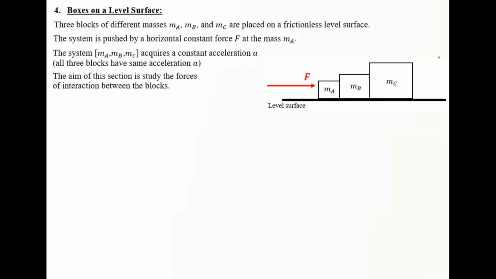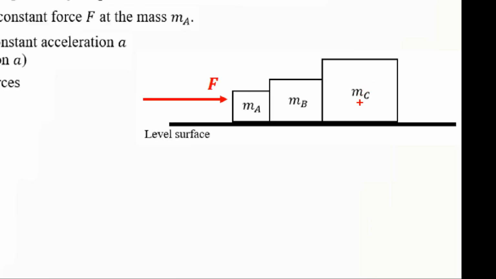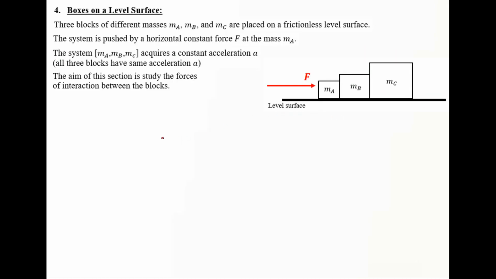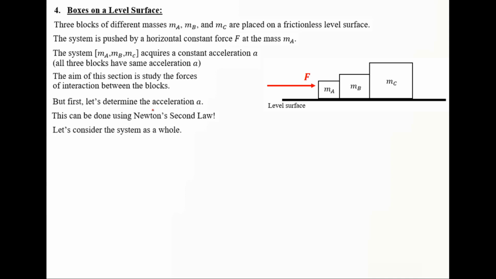Now if you consider the block C, what are the forces acting on the block C? We have the pull of gravity, which is down, coming from the mass of MC. We have the normal push, which is up. I have represented them to be balanced forces. There is no motion up or down. And there will be only one force acting from B on C, which causes the block C to move to the right, and that would be FBC. So for this reason, the aim of this section is to study the forces of interaction between the blocks, but first let's determine the acceleration A of the system. Whenever we're dealing with such configurations, the first thing that you should do is to determine the acceleration of the system, and this can be done using Newton's second law.